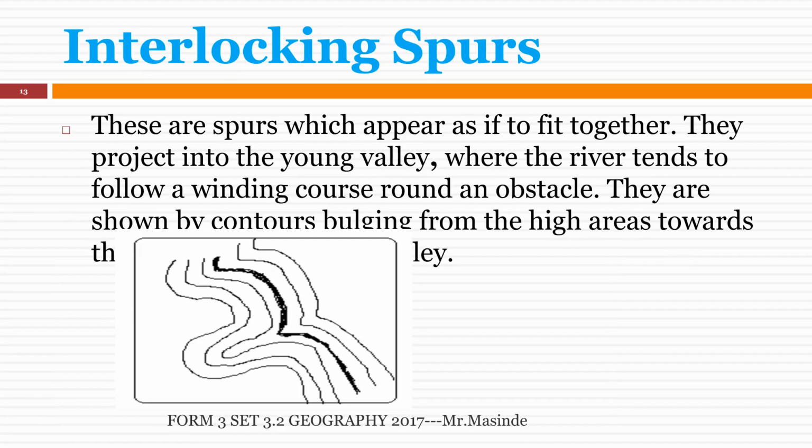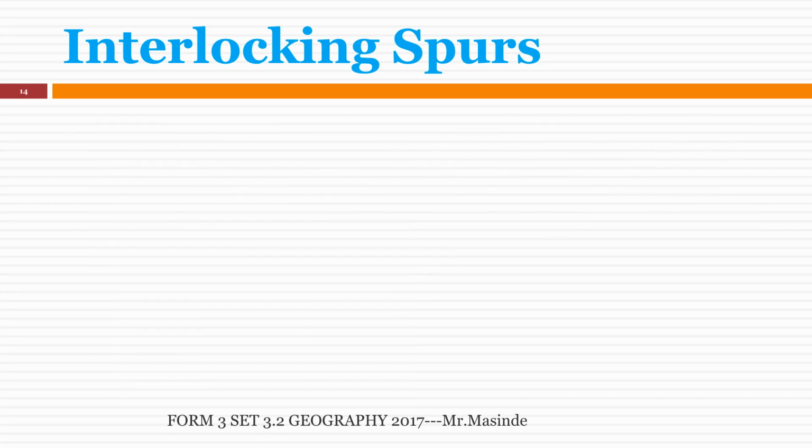Interlocking spurs appear to fit together, projecting into a young valley, forcing the river to follow a winding course. Contours bulge from high areas toward the lower valley areas. This image provides a visual representation of interlocking spurs and the path the river follows through them.